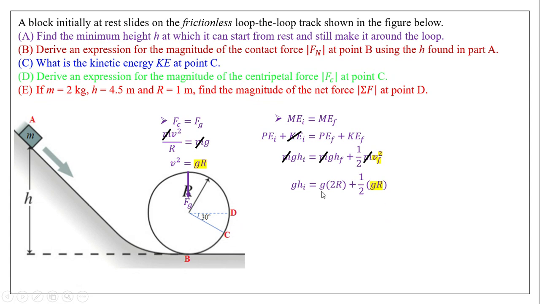All right, here I have 2gR plus another half gR, which is 2.5 gR. So g is going to cancel out anyways. So here, hi is just going to equal 2R plus a half R. Okay, so 2 plus a half is 2.5R. So that is our answer. So the minimum height required will be 2.5 times the radius. All right, that is the answer to part A.